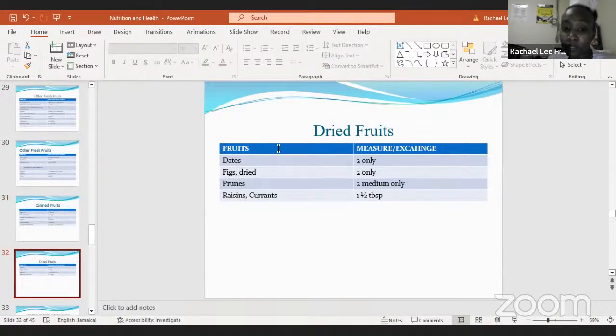These are dried fruits now, where you have your dates, your dry fig, your prunes, and your raisins. And we do know that prunes are one of the classic fruits that we can use for persons who are having constipation. That is one of the natural remedies that you can use.